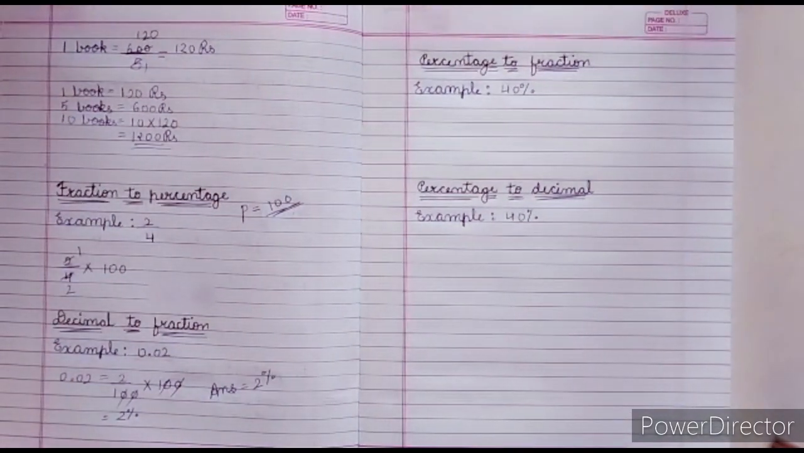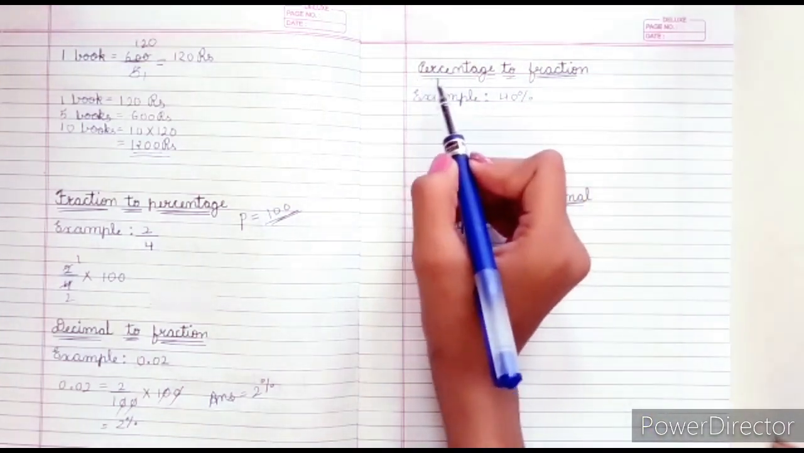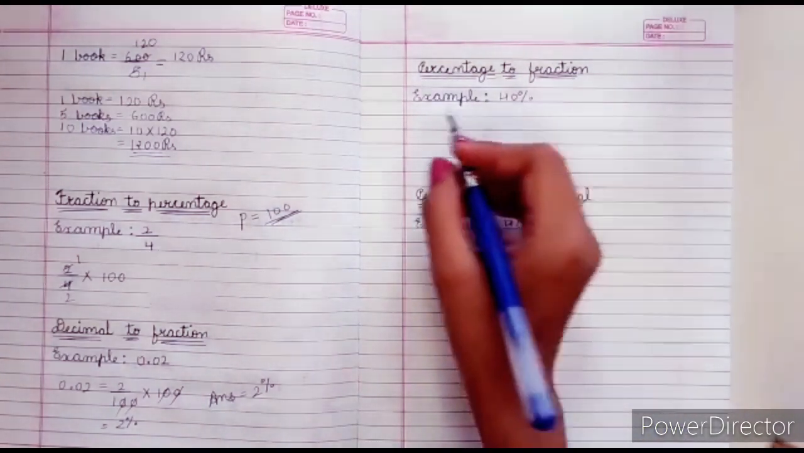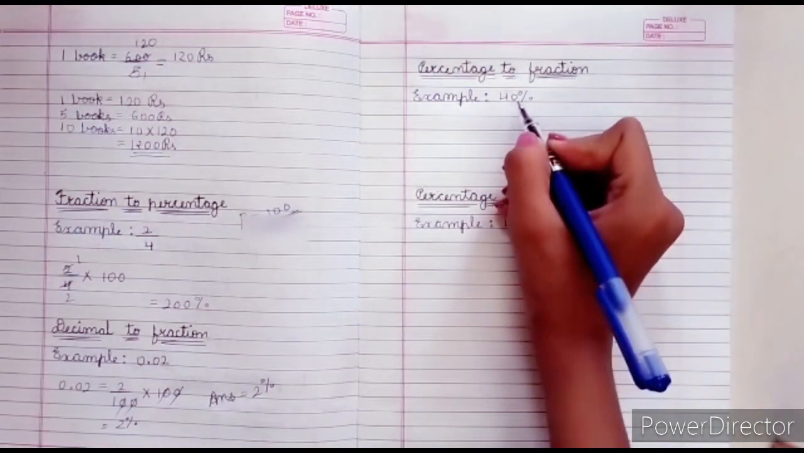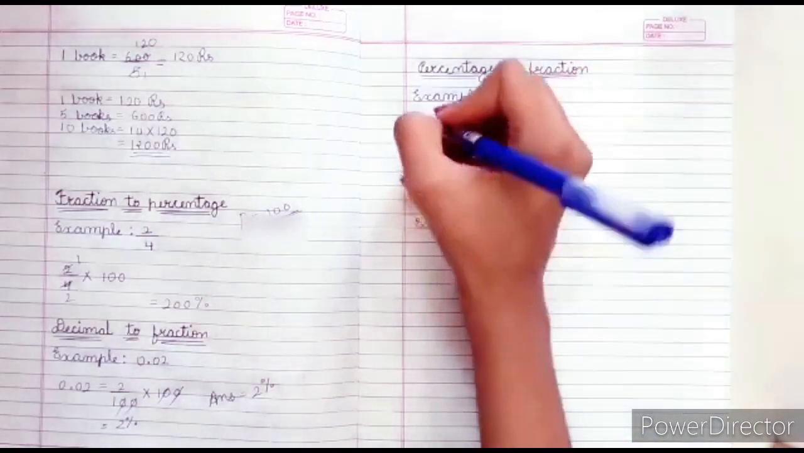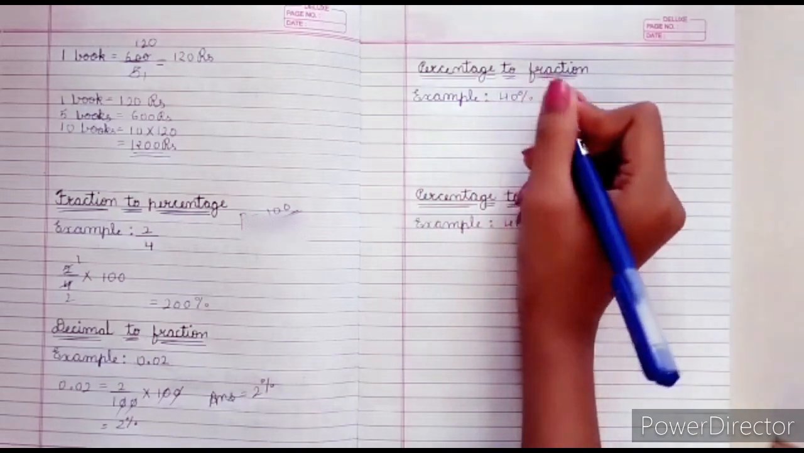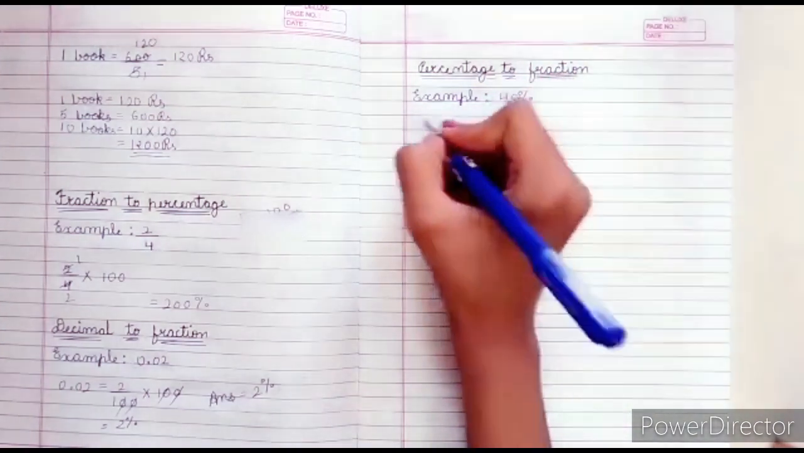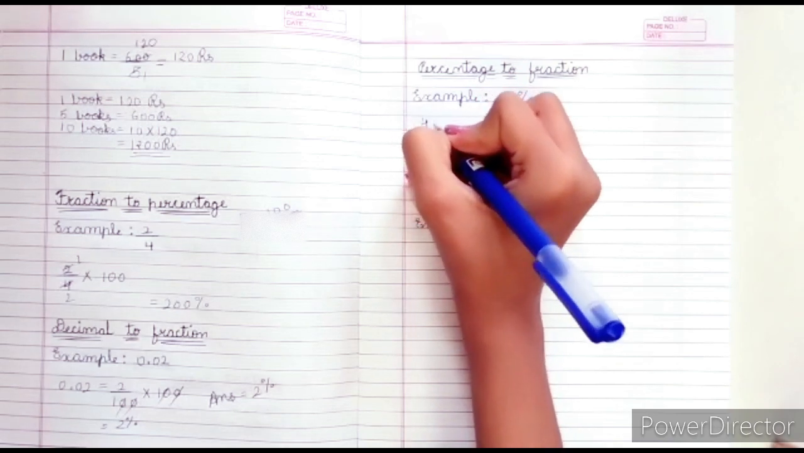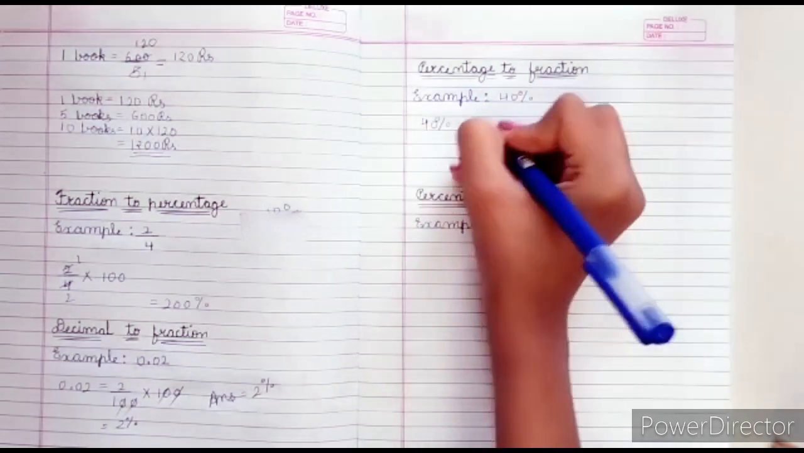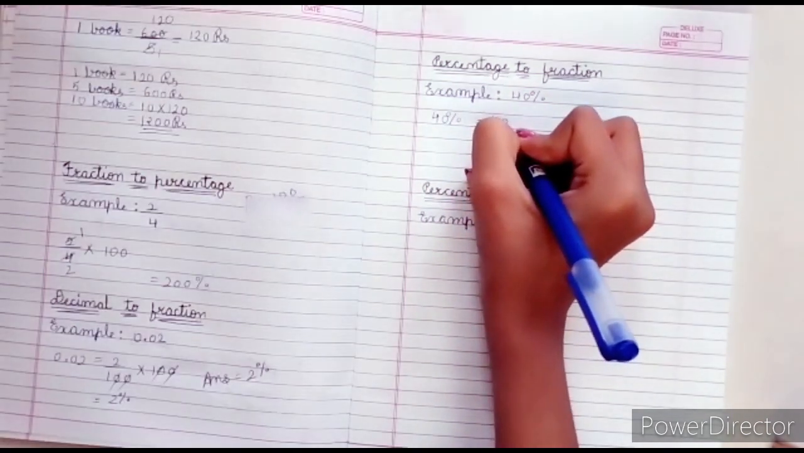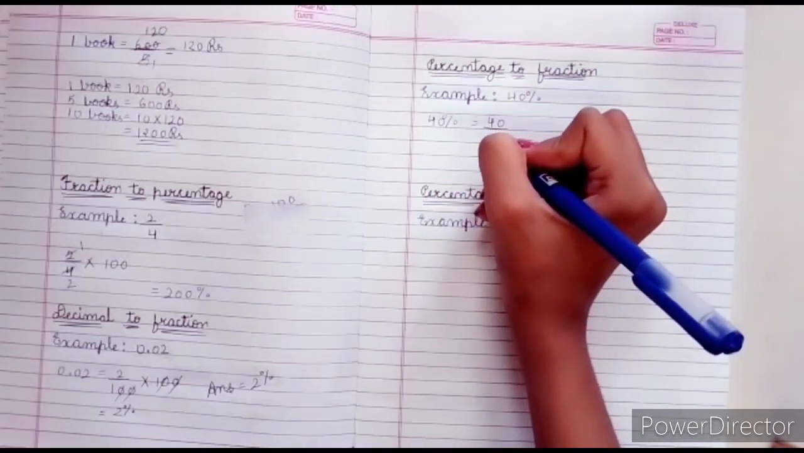Now coming to the next topic, that is percentage to fraction. Here I have taken an example which is 40%. So how will we convert it into a fraction? We have to simply write 40 upon 100. Percentage means 100. So we simply write 40% is equal to 40 upon 100.